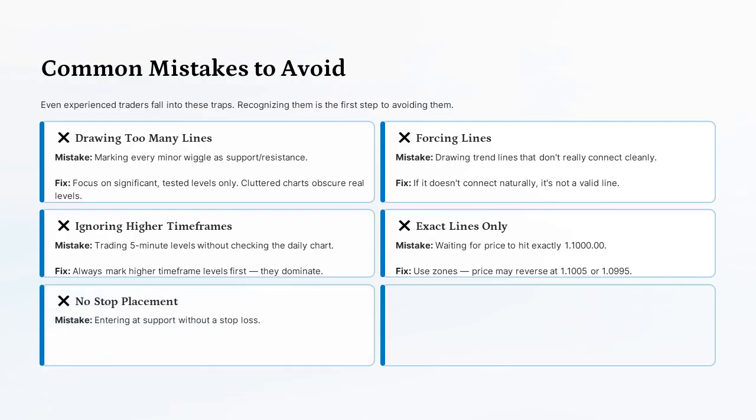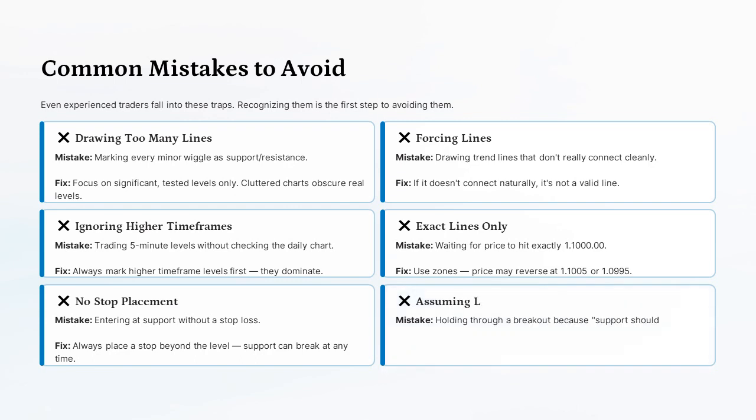A trader enters at support because support should hold, but they don't place a stop loss. Then support breaks, and the trader takes a much larger loss than necessary. The fix: always place a stop loss beyond the level. Support can break at any time. A stop 5 to 10 pips below support protects you. Without it, you're gambling. Mistake 6.